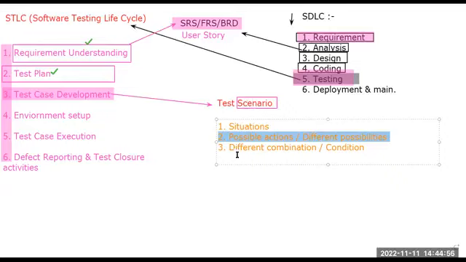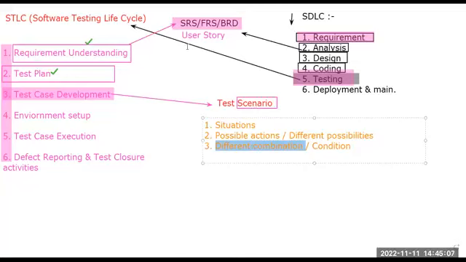So scenario is stating the same thing: different situations, different possibilities, different combinations to achieve a particular thing. In the same way, here we use test scenario. Test scenario is nothing but the different possibilities we have for testing a particular feature. Getting my point, guys? What different possibilities or combinations we have for testing a particular functionality, that is nothing but a test scenario.